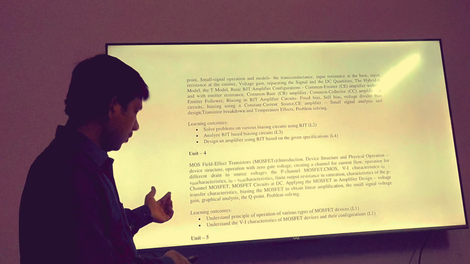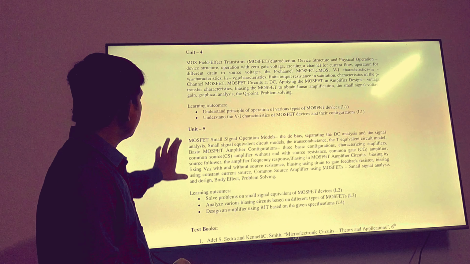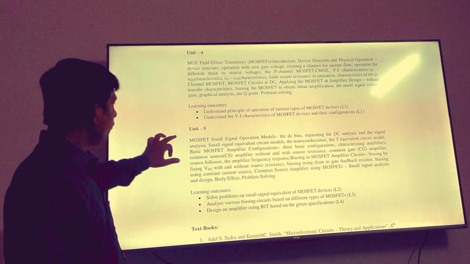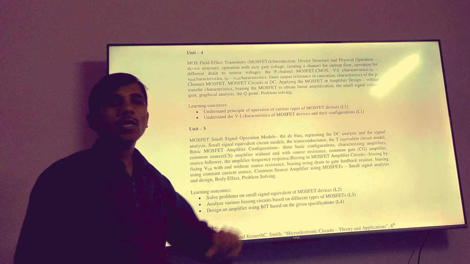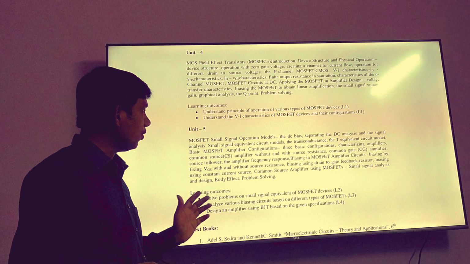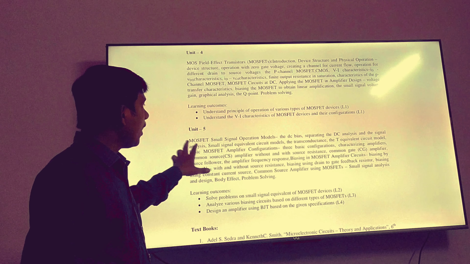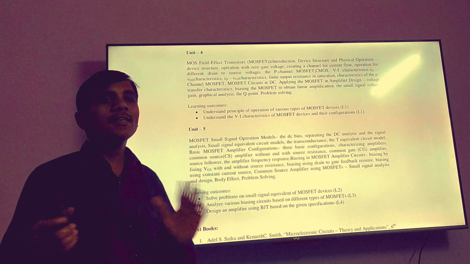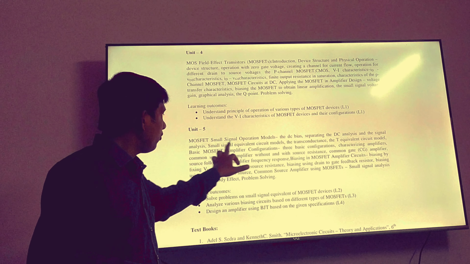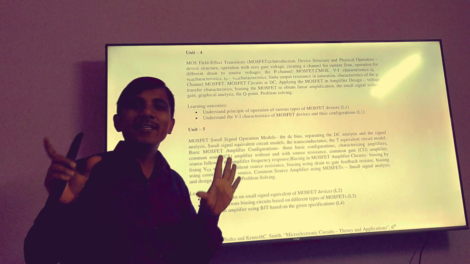Coming to unit 5, MOSFET configurations. This chapter is very important. The unit 5, MOSFET small signal operation models. This chapter is very important because of the DC analysis and the small signal analysis of the MOSFET amplifier. In this, you will get a 10 marks question.